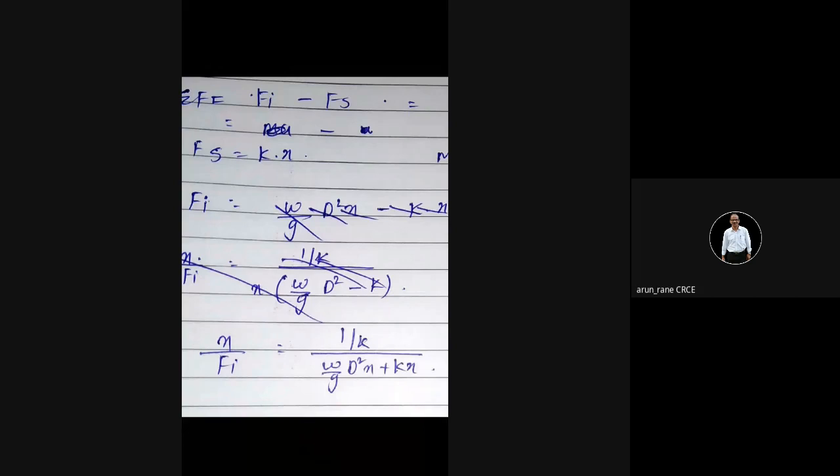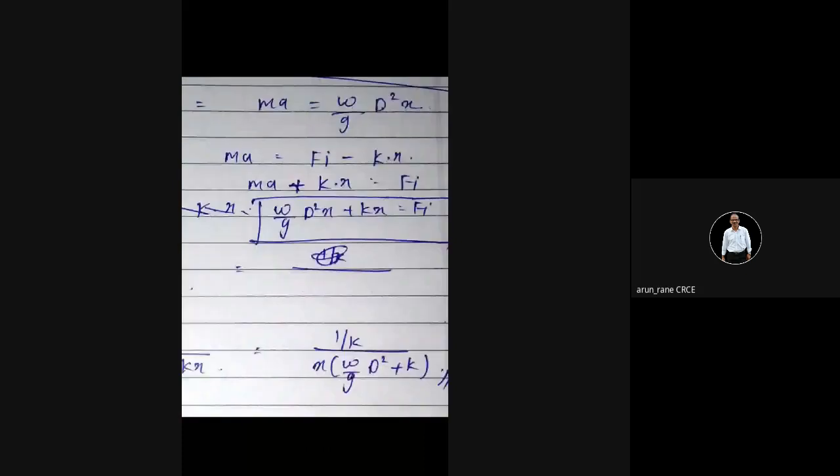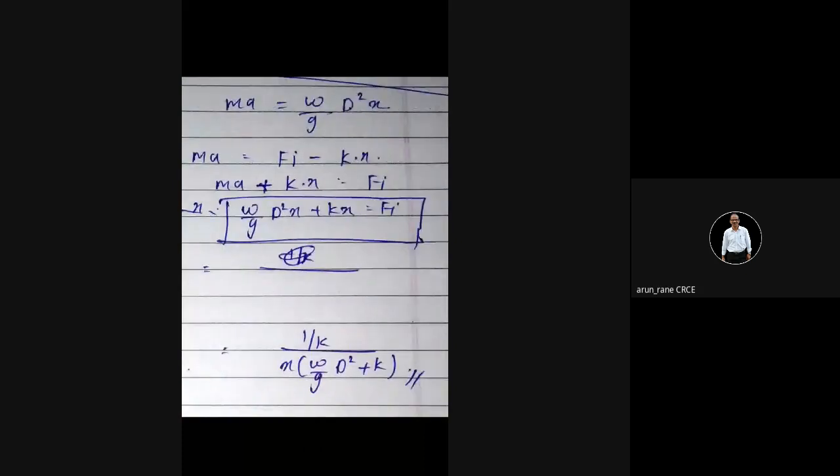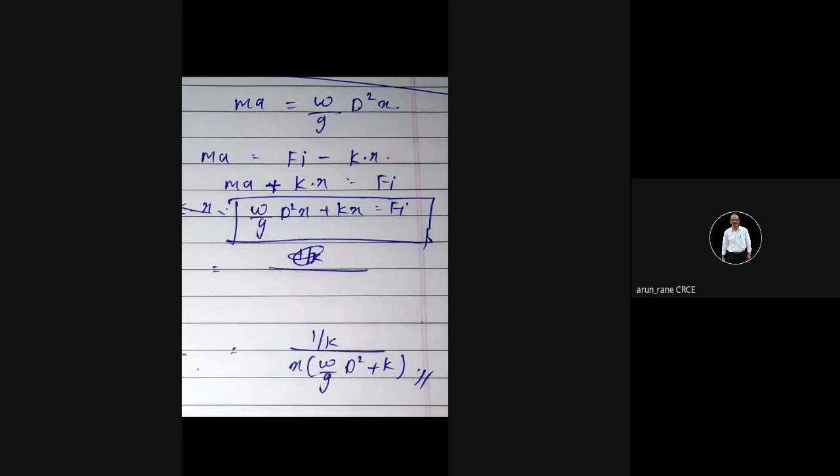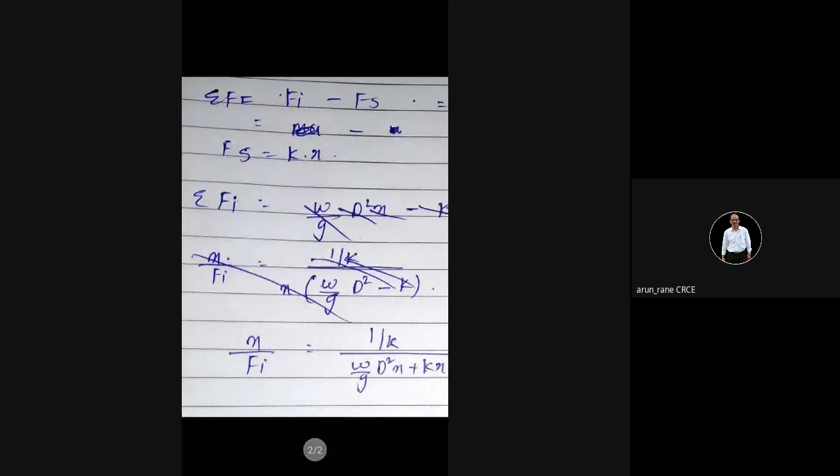No, how did you... I got this answer, sir. X is equal to... no, I want X upon Fi. How did you write X upon Fi is equal to 1 upon K directly? How have you written it? I thought X upon Fi is equal to 1 upon K. Okay.